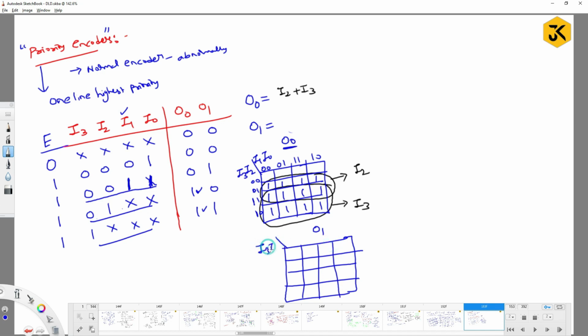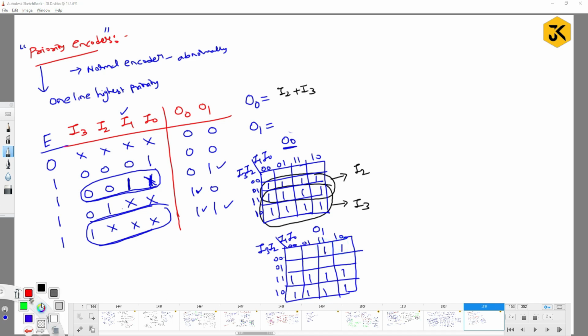So this will be I3, I2, I1, I0 with 00, 01, 11, 10. Here the O1 min terms are 1s at the respective locations: 0, 0, 1, x and 1 followed by triple x. 1 followed by triple x means the last 2 rows are completely covered with 1s. And 0, 0, 1, x means I3, I2 is 0, 0, and I1 is 1, so you get the last 2 columns, 1 followed by x. So here you get 1, 1.